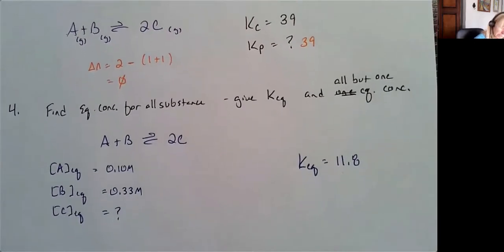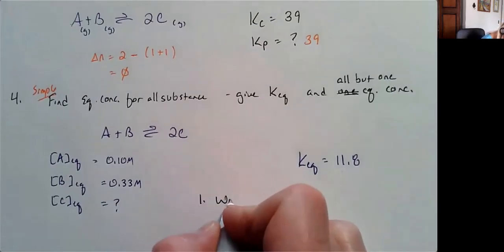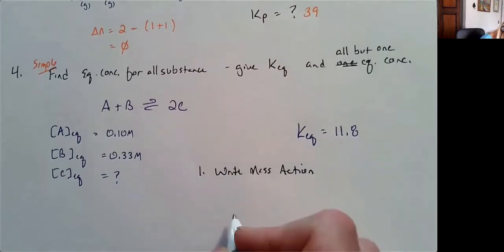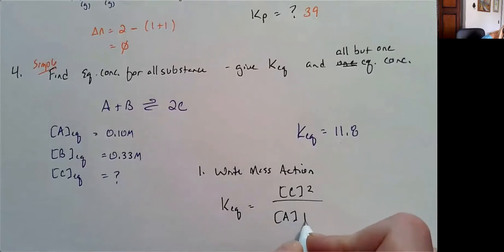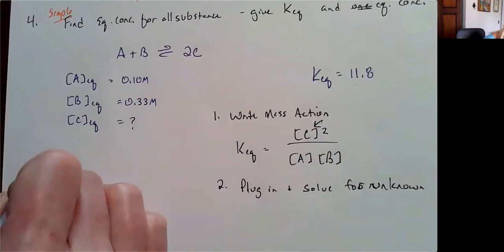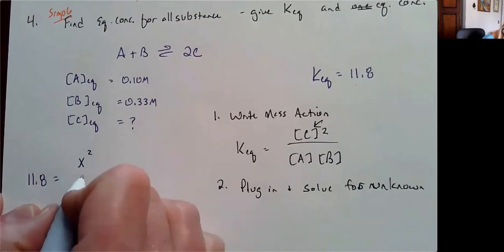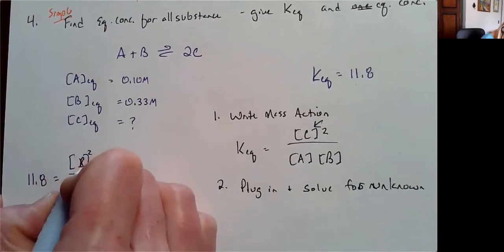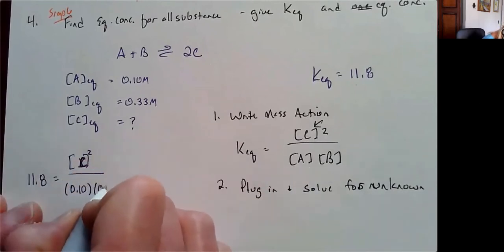So this is also a very simple case, because all I need to do is, one, write my mass action. So my mass action for this is KEQ equals C squared over AB. And then two, I'm going to plug in and solve for my unknown. My unknown in this case is going to be this guy. All right, so my KEQ is 11.8. I don't know C, so I'm just going to assign that X. Well, we'll call that C, just so we don't confuse. I'm looking for 0.10 and 0.33 molar.